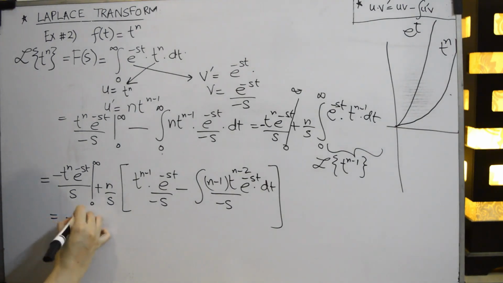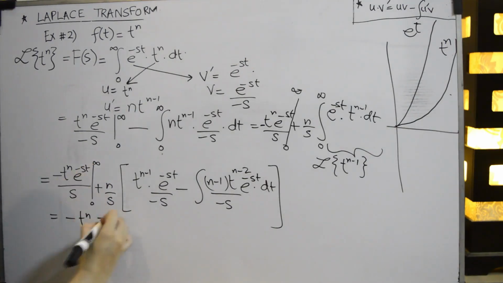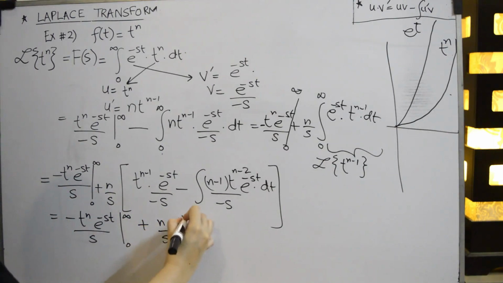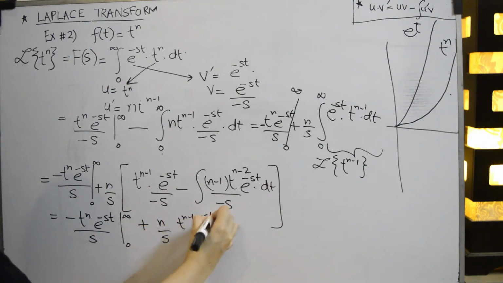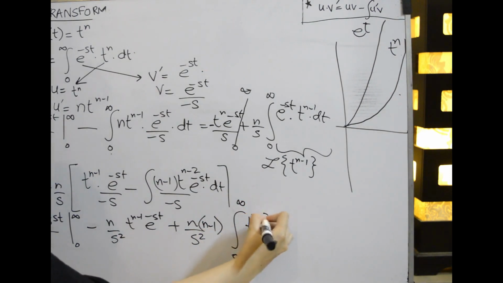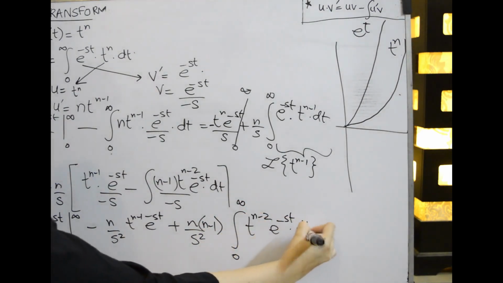Now we will solve this later on and I will tell you how it is solved. This term plus n by s t to the power n minus 1 e to the power minus st, and you can see that it is minus n by s square, and if it is multiplied with this term then minus minus becomes plus, so n by s square and n into n minus 1, and the integrand remains t to the power n minus 2 e to the power minus st into dt.